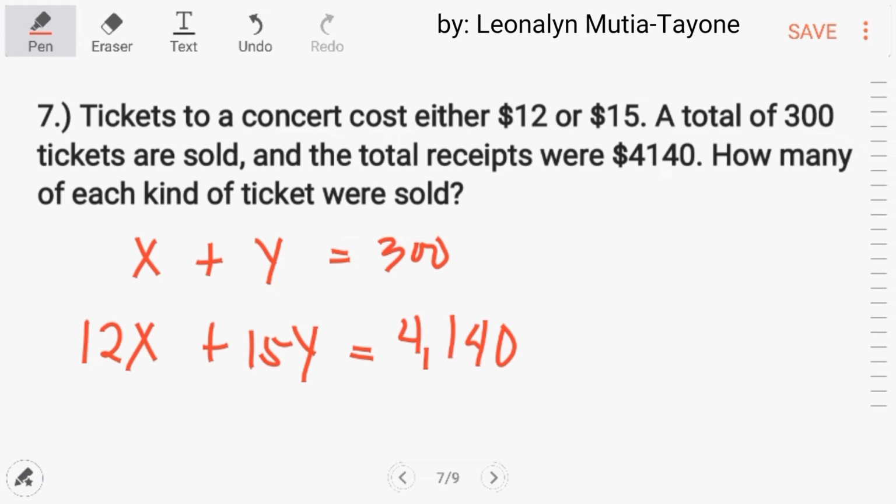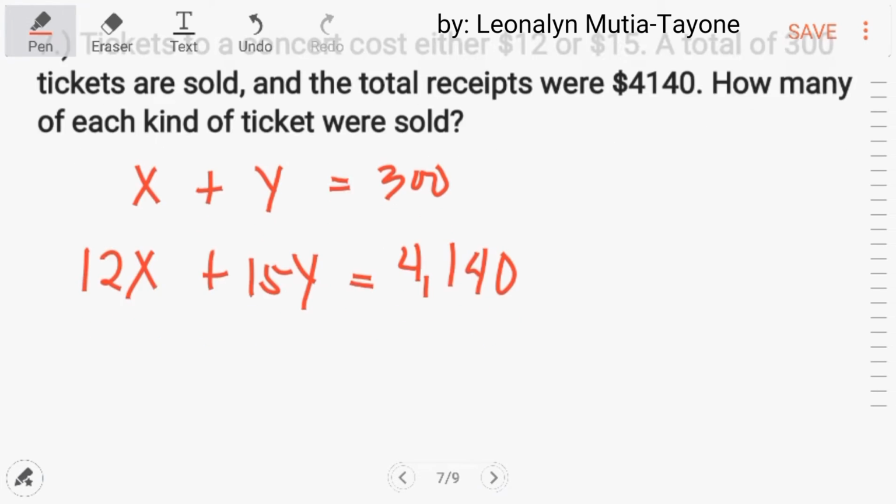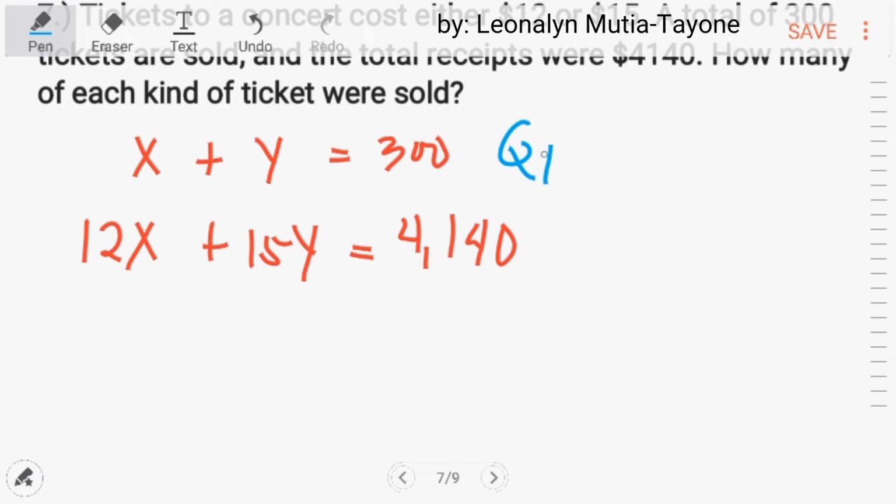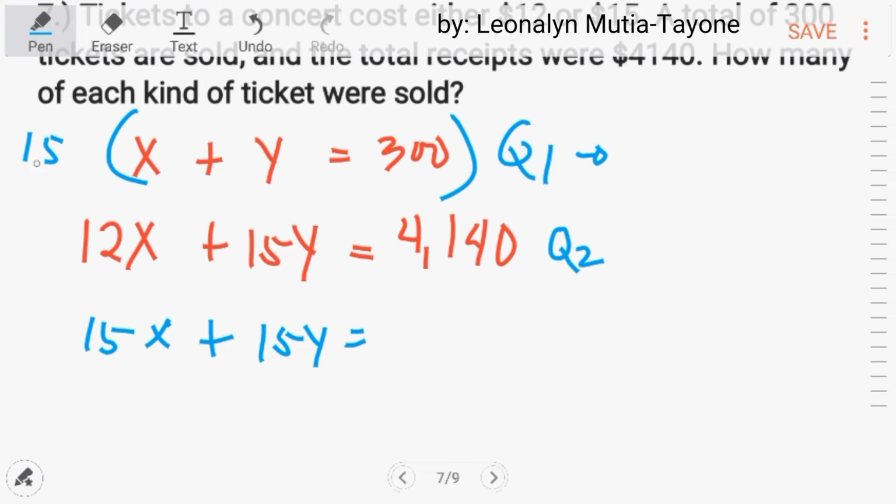Now, let's do the elimination method. Ito yung first equation natin. Ito yung equation 1 natin. Equation 2. Ito ang i-multiply natin ng lahat ng 15. And that is 15x plus 15y equals 15 times 300. And that is 4,500. Okay? So, ito na yung equation 3 natin.